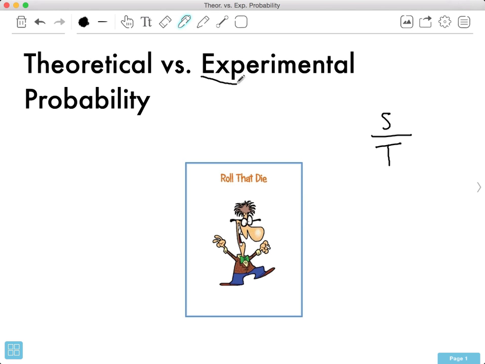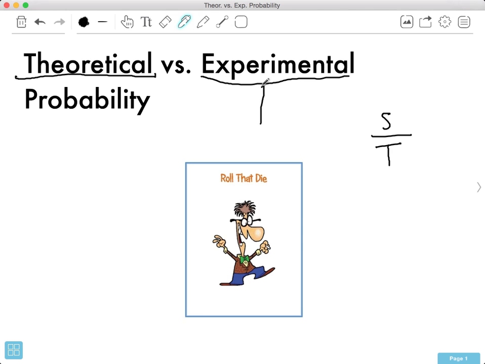Experimental probability is when you actually perform an experiment, like rolling a die 10 times or spinning a spinner 8 times, and then recording the number of times that it lands on each thing and coming up with a probability. Theoretical probability, which is what most of this unit is about, is predicting what's going to happen in the future. So you're getting your numbers from a prediction, not from what actually happened.